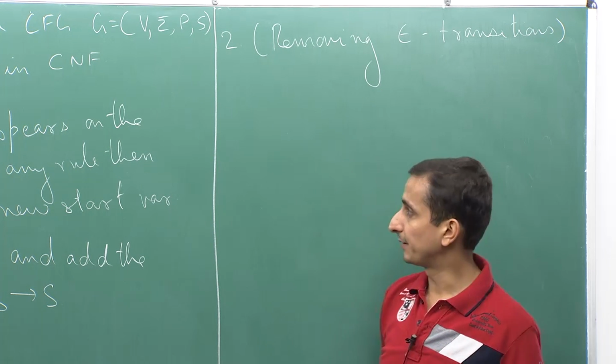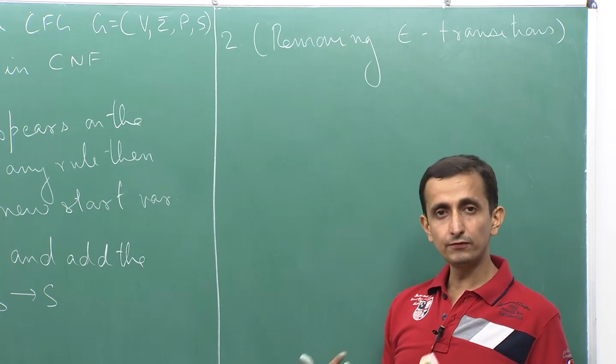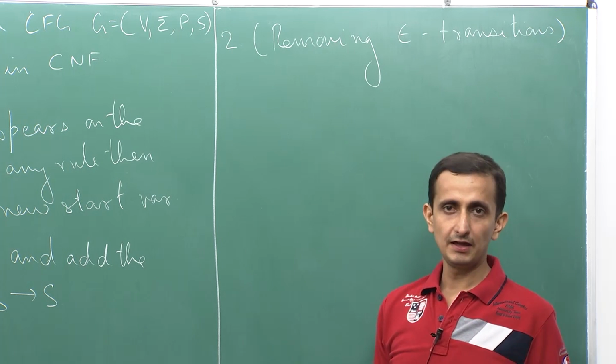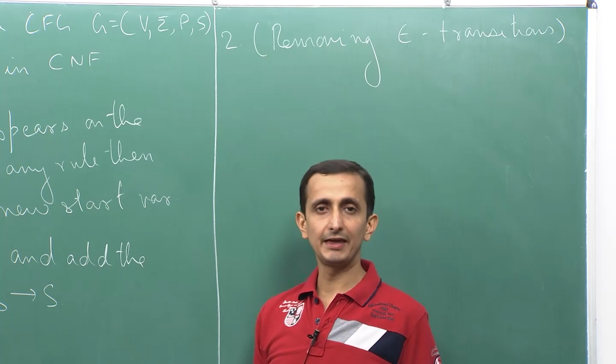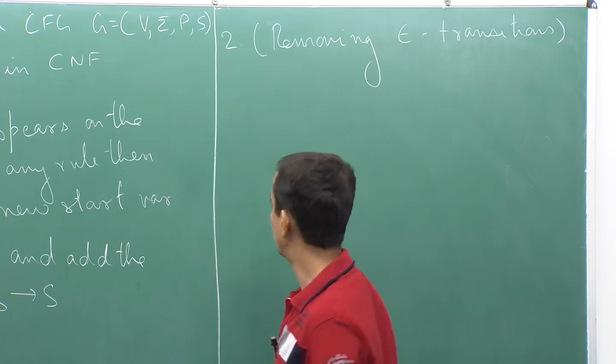Okay. So, suppose in the grammar we have some A going to epsilon, then we remove that rule A going to epsilon, and for every occurrence of A on the right hand side of a rule, we add a new rule by removing that. Okay.